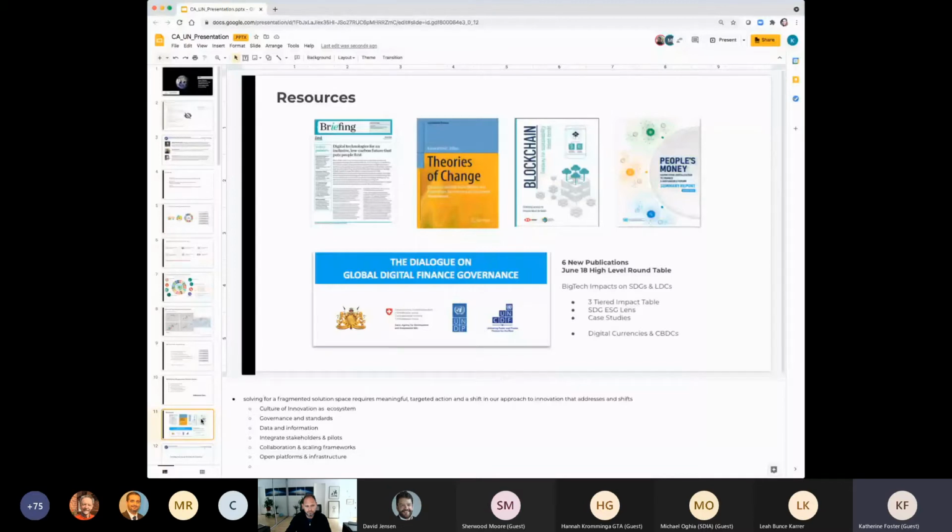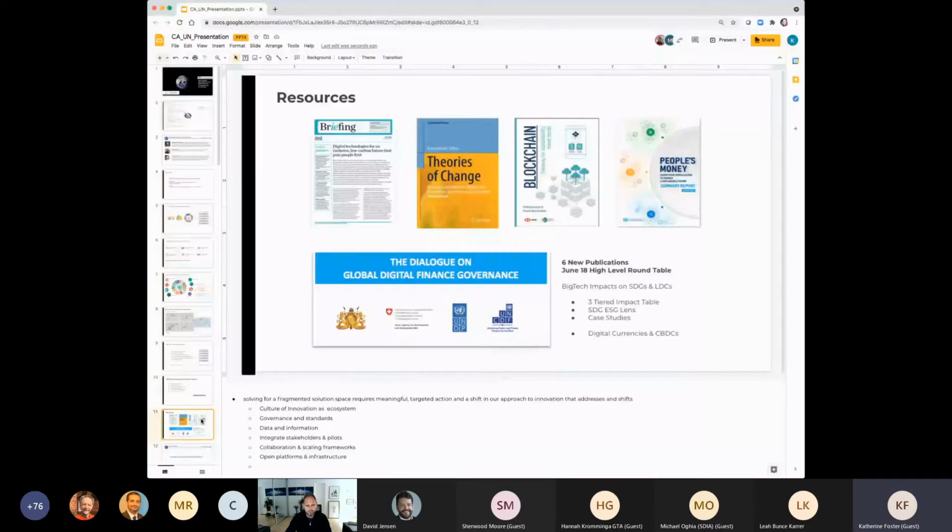And forthcoming are 3 new publications that I provided as 6 new mandated publications for the extended dialogue on global finance. So hopefully you'll find some of the tools there useful, including a tiered impact table, an SDG, sustainable development and ESG lens, as well as a number of use cases, and also a paper on digital currency and CBDCs.